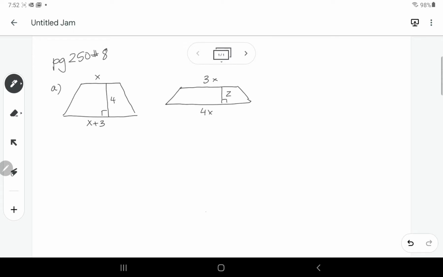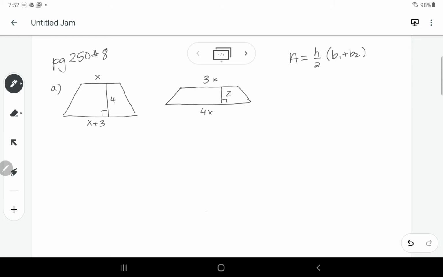Hi, we're looking at page 250, number 8 in the grade 9 review practice questions for unit 3. So this tells us that we want to find the base of each trapezoid if these two trapezoids have the same area. Now the formula for area of a trapezoid is h over 2 times b1 plus b2.